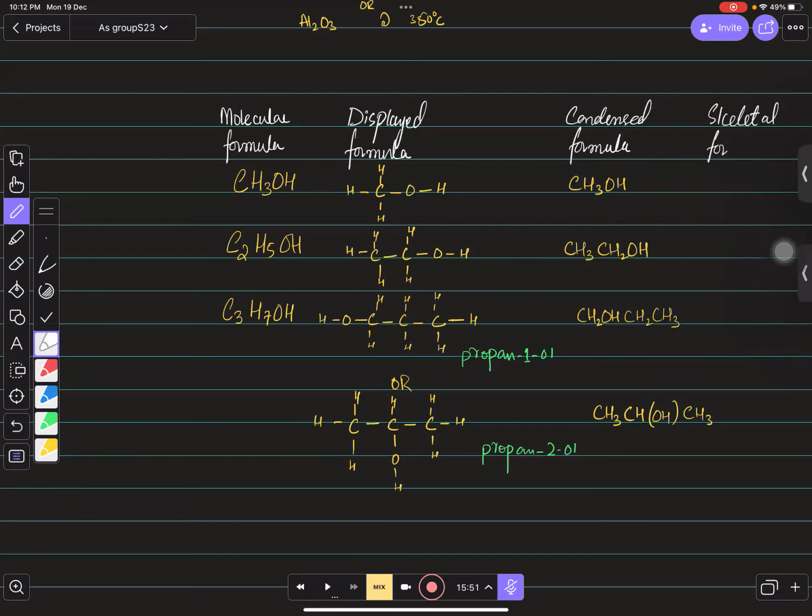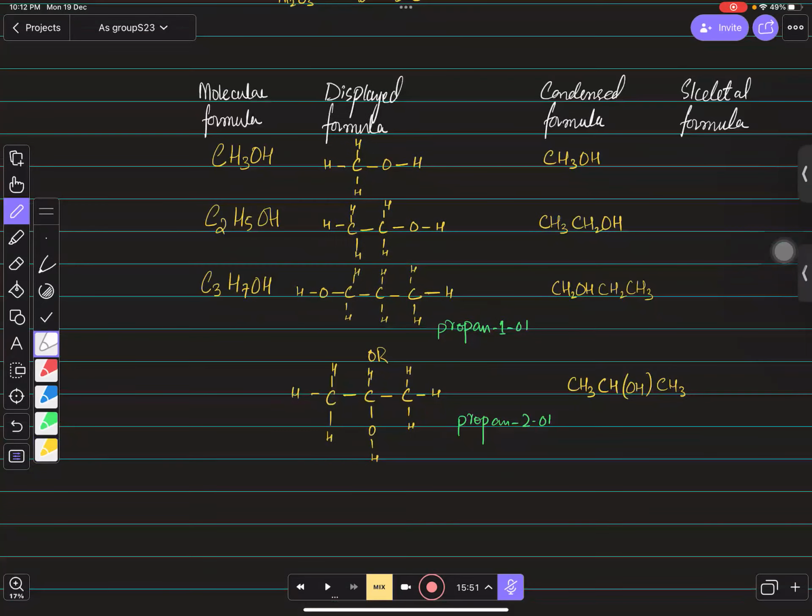Skeletal formula is something different. You need to show the carbons over here. So remember, a single dot for a single carbon. So over here, this is a single dot for a single carbon, but you need to show the OH over there as well. So it will be mentioned that this is methanol, right? And over here we have 2 dots. It's showing 2 carbons and then OH, right? So this is ethanol. And for example, over here, 1, 2, 3 carbons and then OH over here.